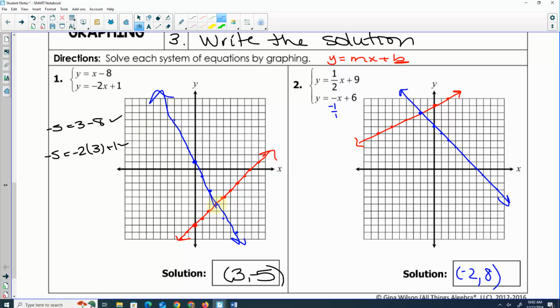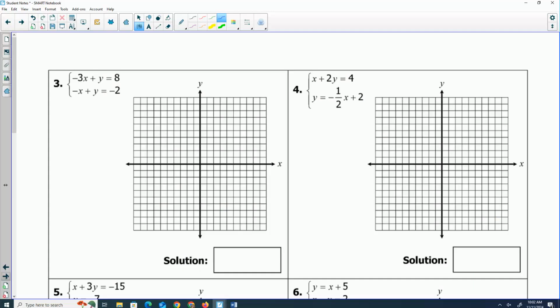Alright, let's look at this next one. Before we can graph them, we need them to be in y equals mx plus b form. So, let's start with that first equation, the negative 3x plus y equals 8. If I want that in y equals mx plus b form, I have to add over my 3x. So it gives me y equals 3x plus 8.